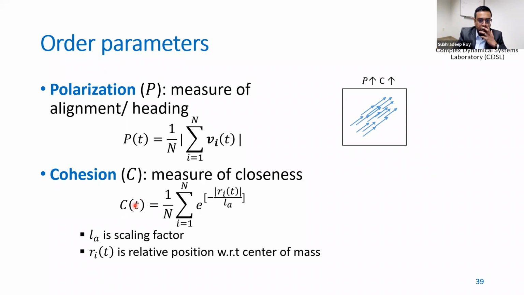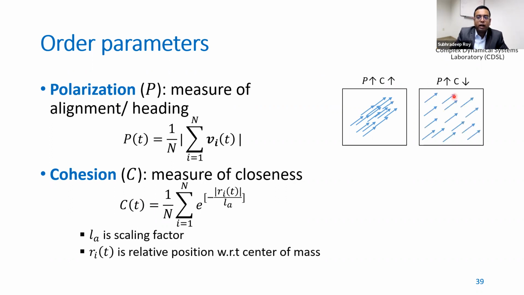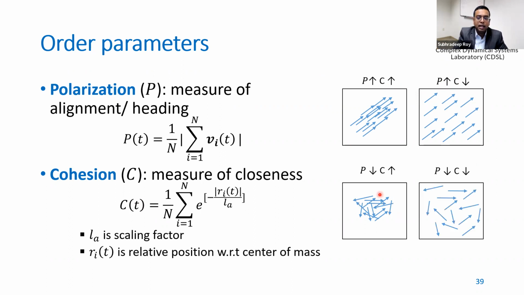So here are some demonstrations. This would be an instance with high polarization, high cohesion. This would be an instance with high polarization because all the agents are moving in common heading direction, but they are more spread out. This would be an instance where we have small polarization values, but large cohesion because they're forming this closely packed cluster. And we can also have low polarization, low cohesion, when, for example, over here.